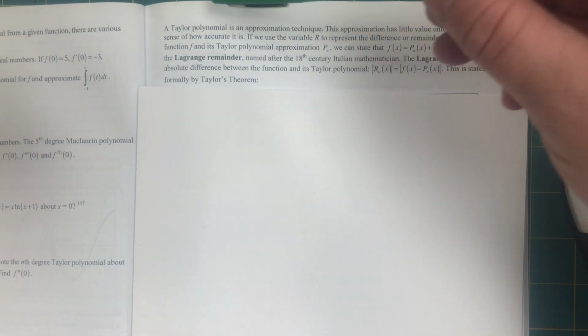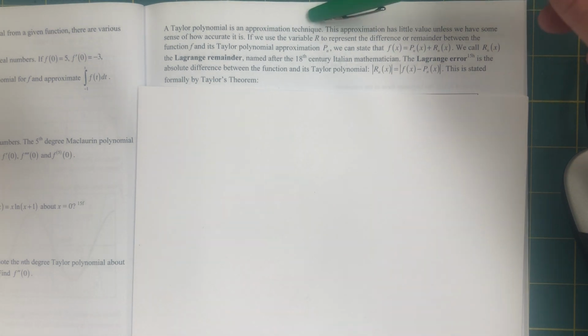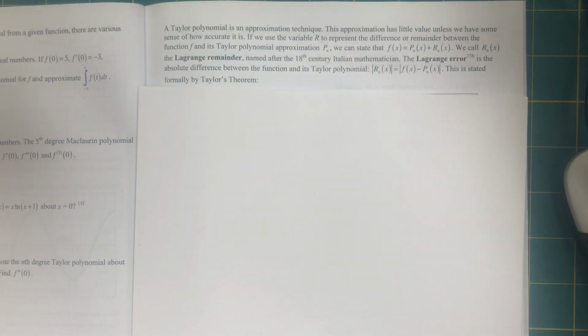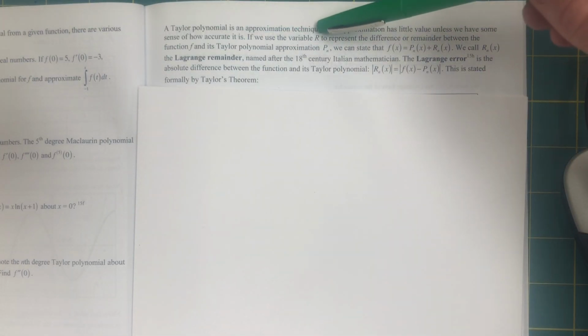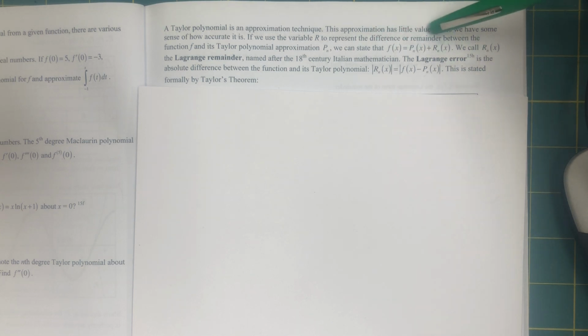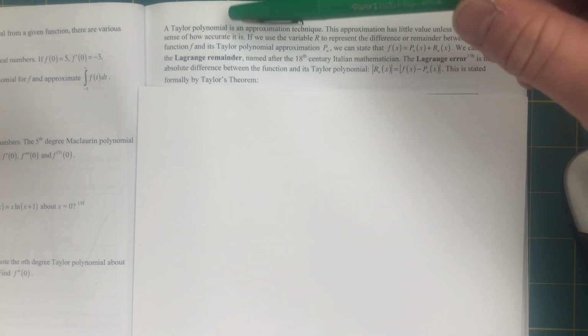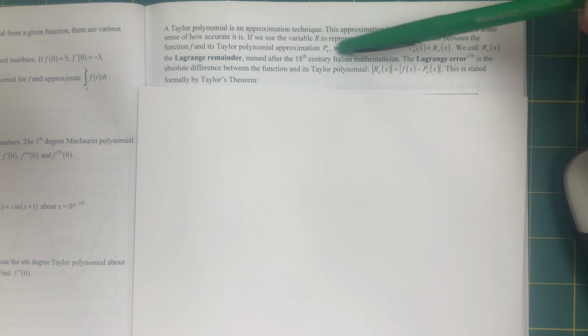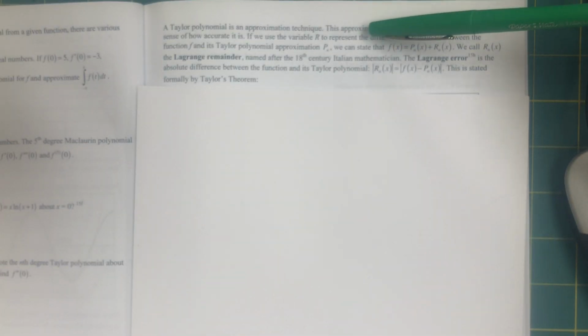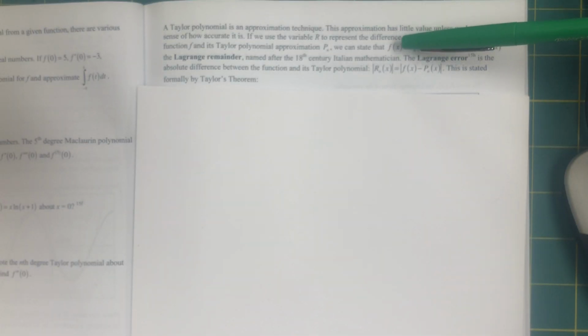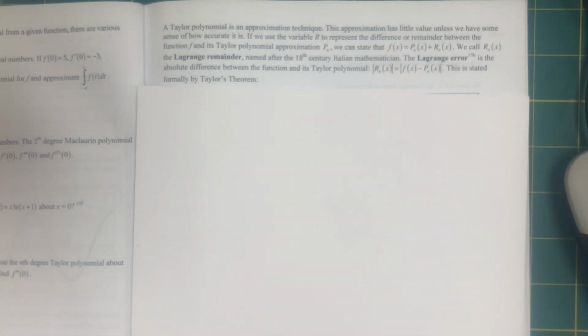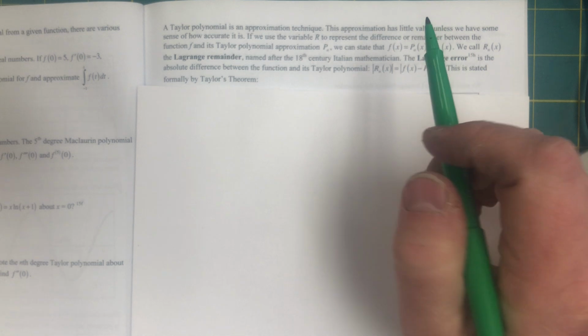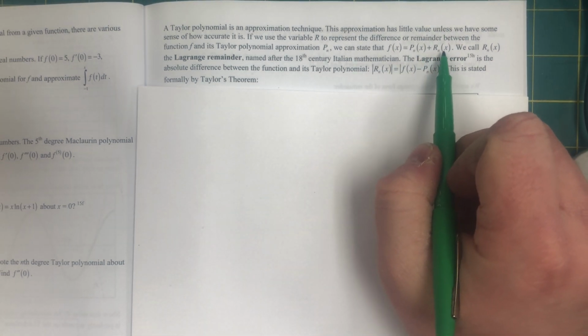Stu tells us that a Taylor polynomial is an approximation technique. It has little value unless we have any idea how accurate it is. How good of an approximation is it? So if we use the variable r to represent the difference or the remainder between the function f and its Taylor polynomial approximation p sub n, we can state that the real function f of x is going to be equal to our approximation plus some remainder.